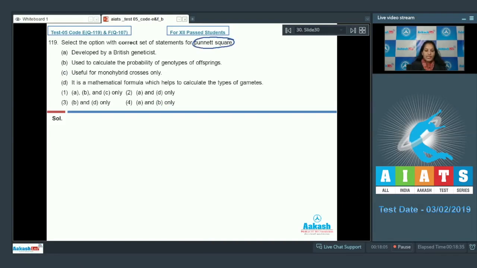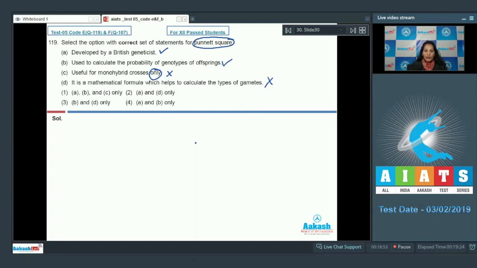What is Punnett square? Punnett square is a graphical representation which is used to calculate the probability of all possible genotypes of offsprings. So this is true and it was developed by a British geneticist. So it is also true. C. Useful for monohybrid crosses only. No, it can be used for dihybrid, trihybrid crosses too. So it is not useful for monohybrid crosses only. So this is wrong. D. It is a mathematical formula which helps to calculate the types of gametes. No, it is not a formula. It is a diagrammatic representation which is used to calculate the probability of all possible types of genotypes of offsprings.